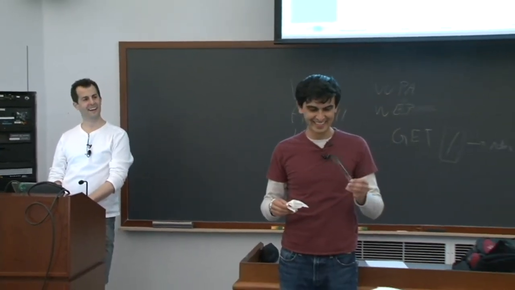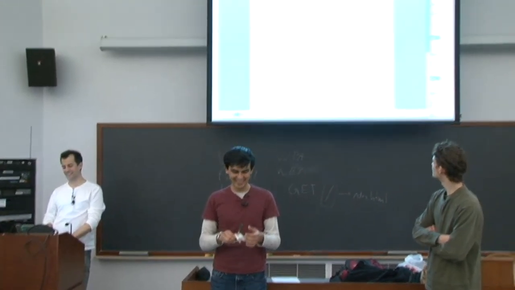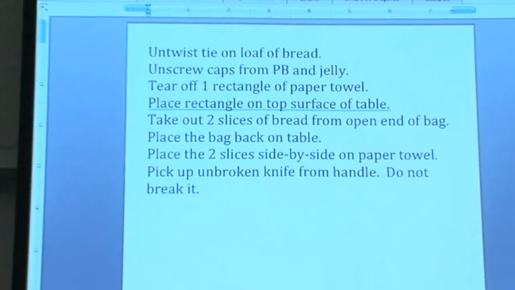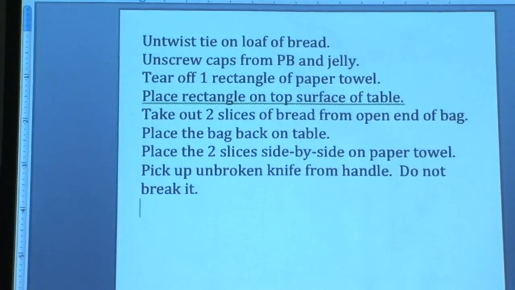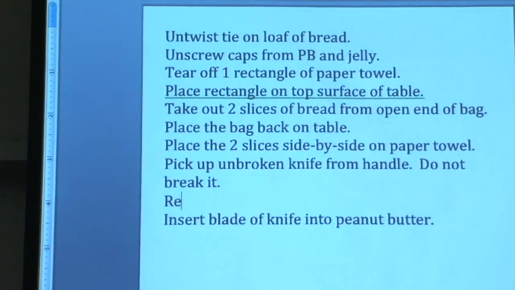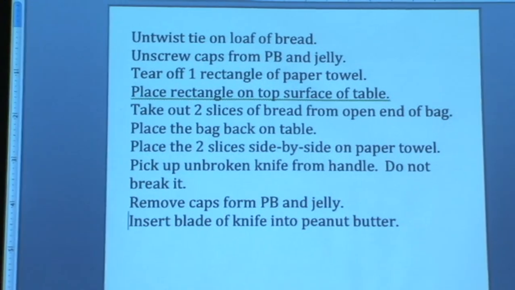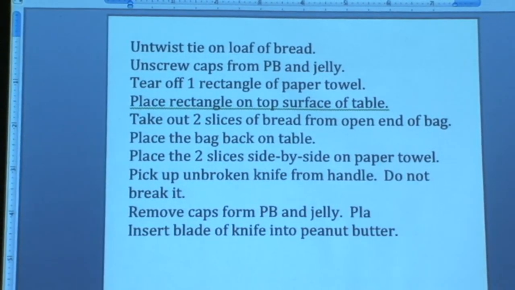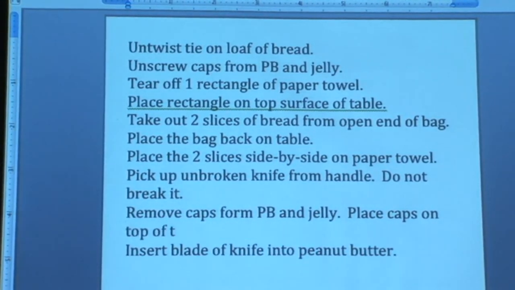Pick up knife. Do not break it. Pick up unbroken knife. Good, thank you. From handle. Next. Of knife into peanut butter. I'm going to push back. I claim there's a bug here. Yeah. So what'd we do in step one? Step two? So remove caps from PB and jelly. How about? All right. Place caps on top of table.